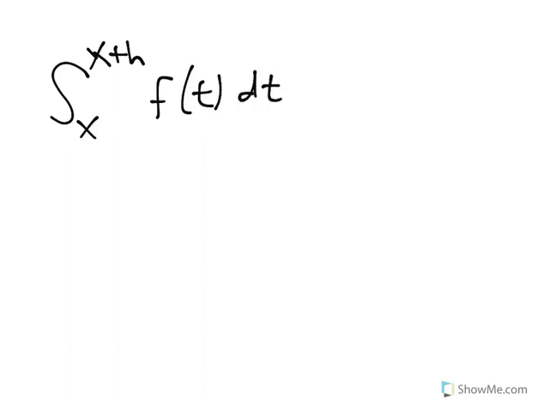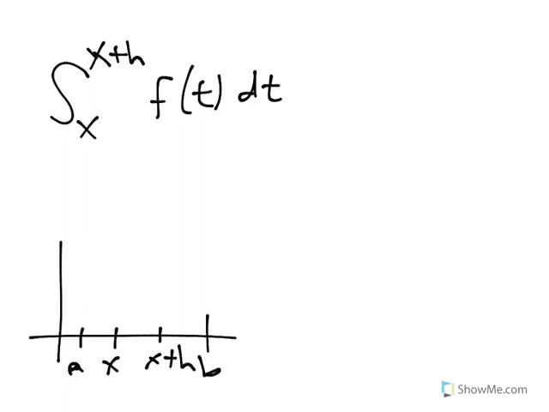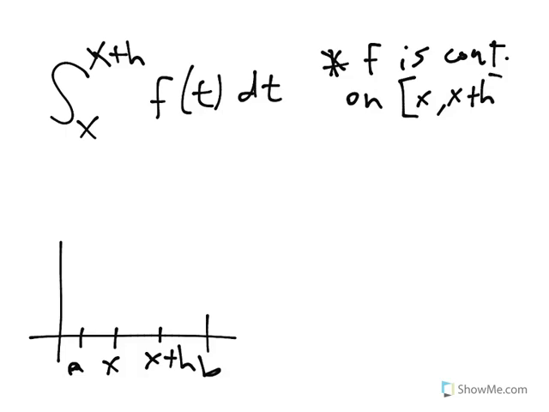If you remember from the very first page, I had an interval from a up to b, and x plus h are somewhere in that interval. One thing that's really nice is that since f is continuous from a to b, f is actually continuous on the interval from x to x plus h as well. It's continuous everywhere on this whole thing. So I'm going to make a note of this. F is continuous on the interval from x up to x plus h. And you might say, well, why is that useful? Why do we care about that?